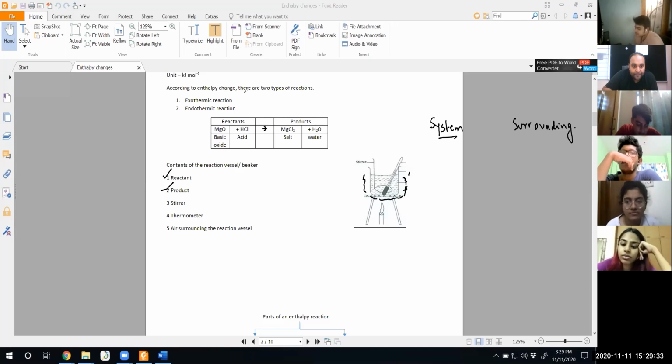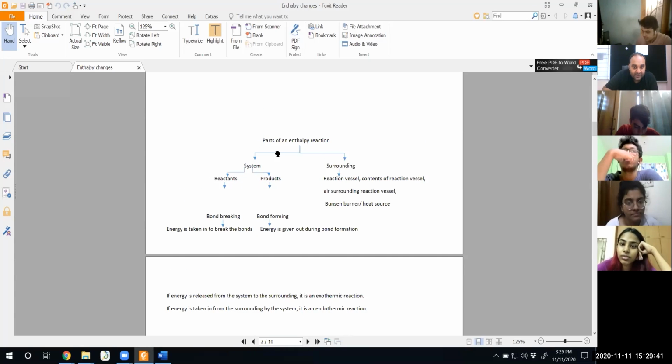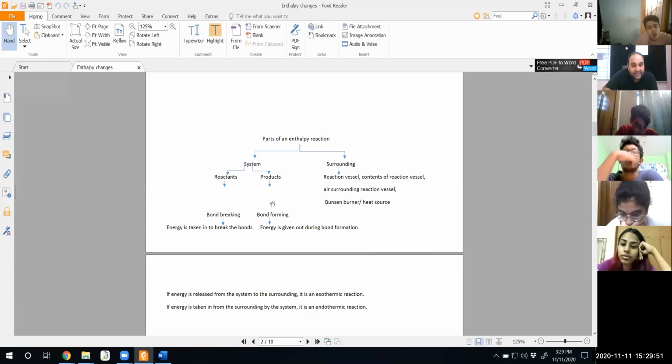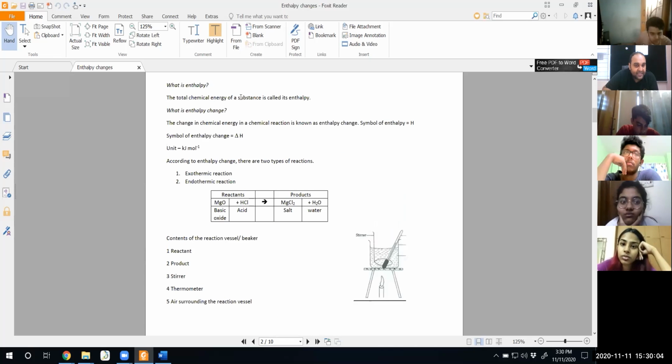So anything apart from the reactants and products is part of the surrounding. Why? Because the reactants and products are the place where bonds are broken and bonds are formed. And what is an enthalpy change? An enthalpy change is the energy change happening within a chemical reaction.